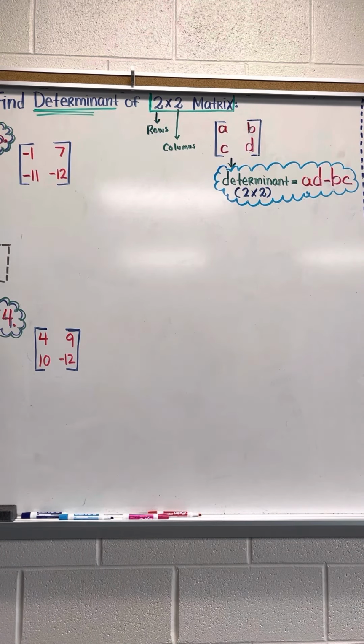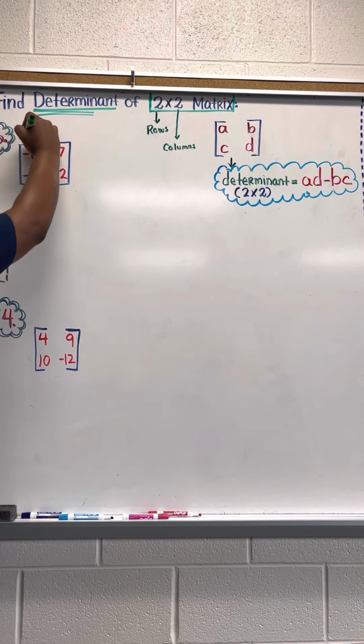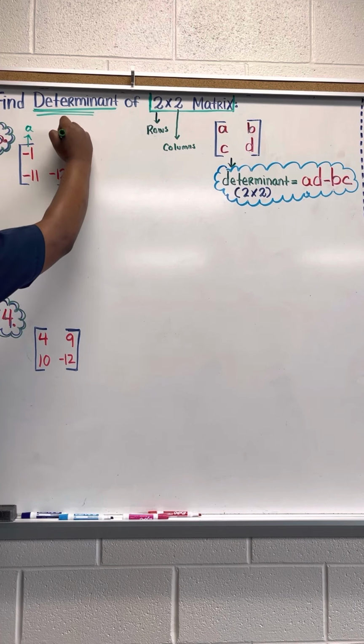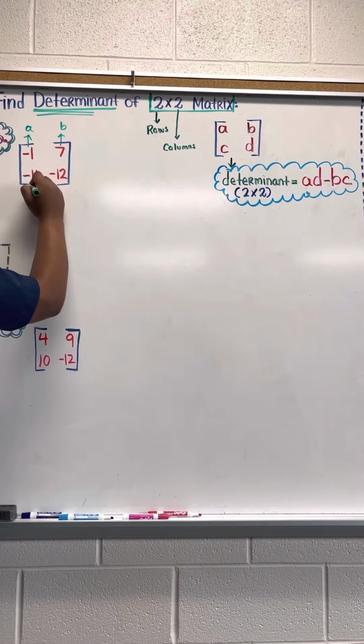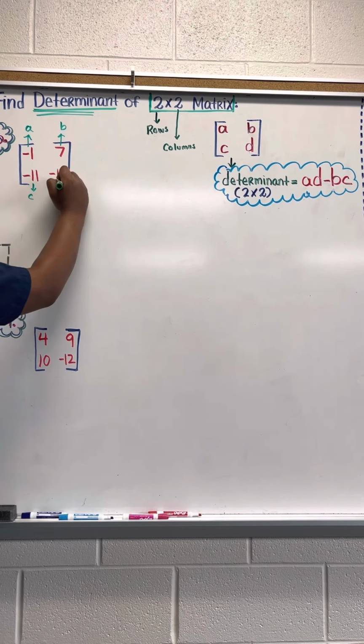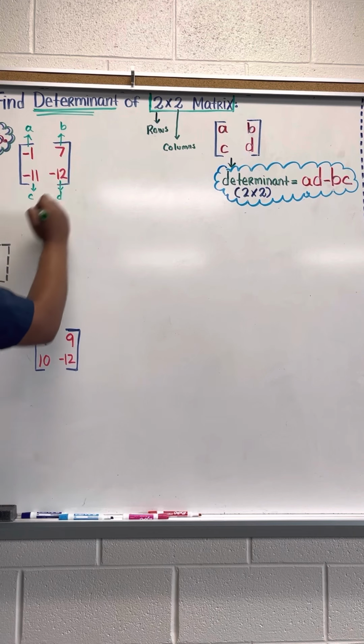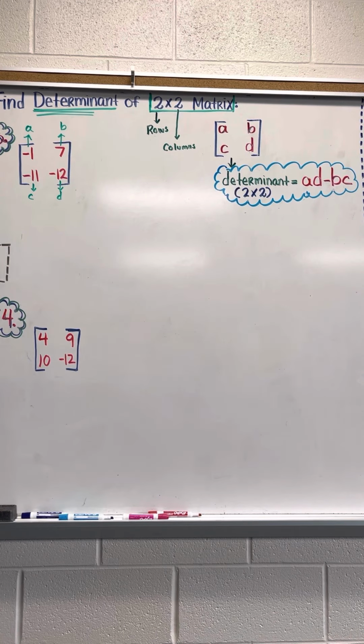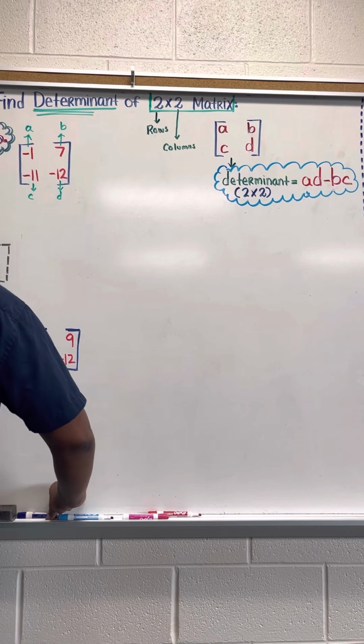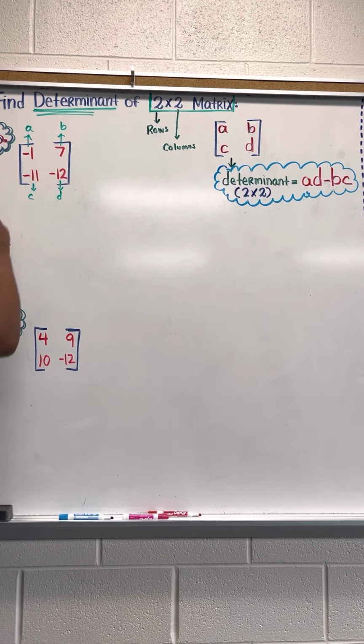I have number 3. I have this matrix. I see that -1 is in the A slot. I see that 7 is in the B slot. I see that -11 is in the C slot and -12 is in the D slot. So all we're gonna do is we're just gonna plug in those values into the formula, okay?